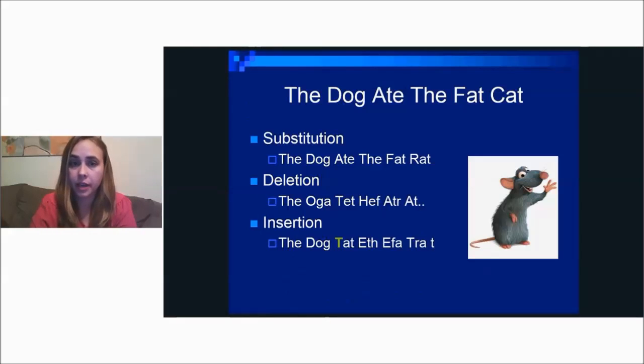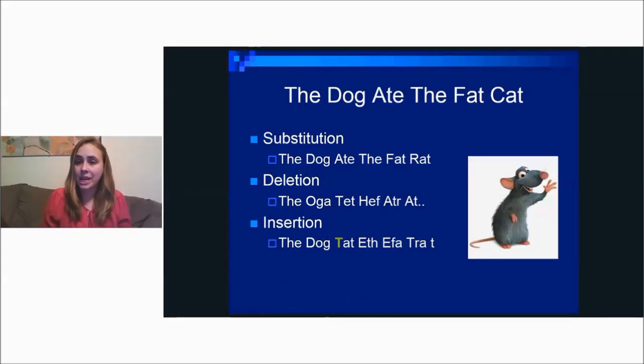So these are examples of substitution, deletion, and insertion with a sentence. The dog ate the fat cat. A substitution would change the sentence to the dog ate the fat rat. We just substituted out the C for an R. The sentence still makes sense. It only changed one word. So, maybe it still works. It's still a valid sentence. So we don't know whether or not that's going to have a really detrimental impact on the end product.